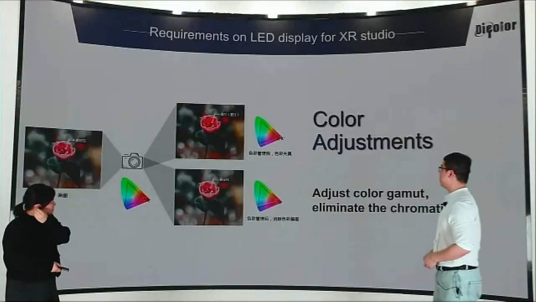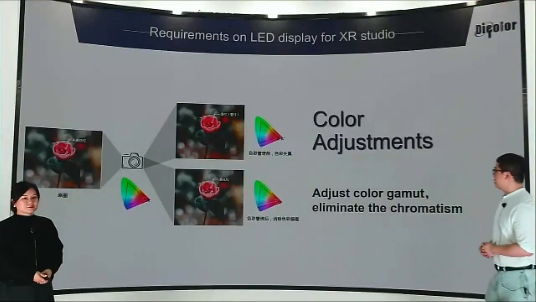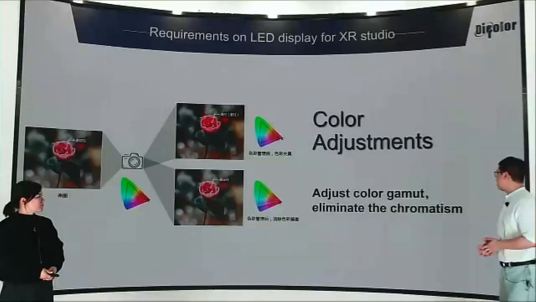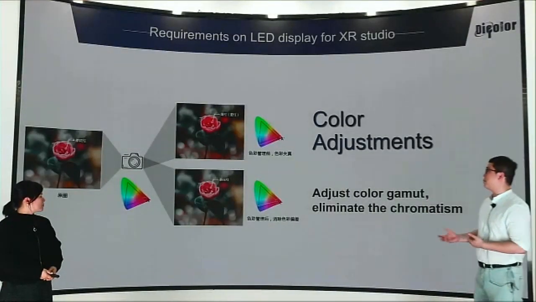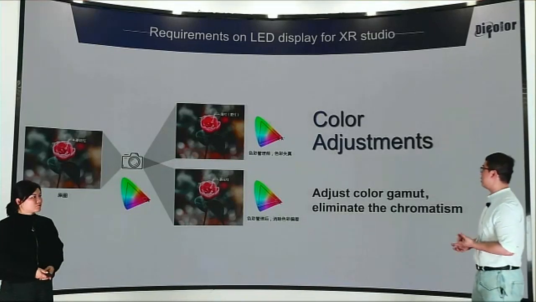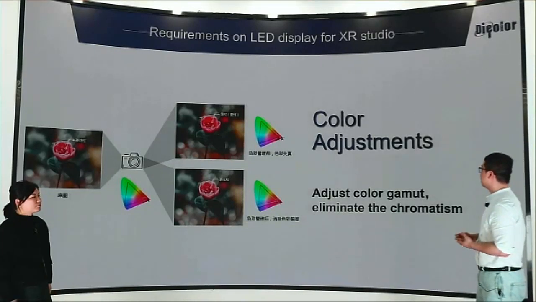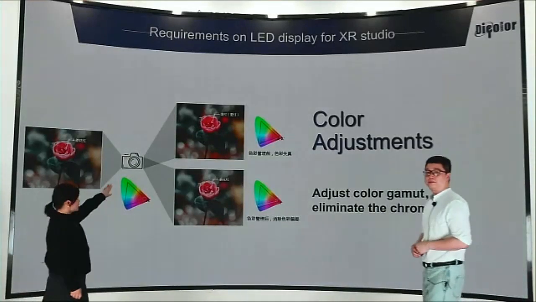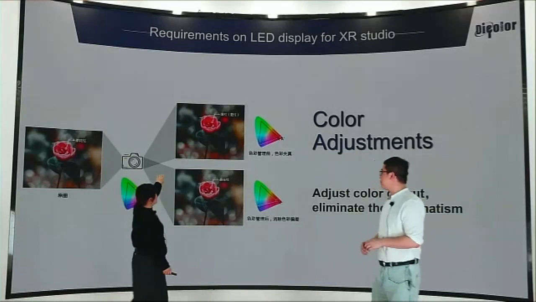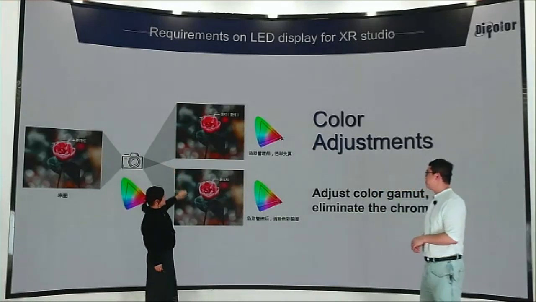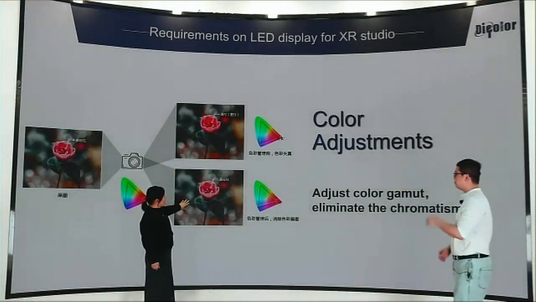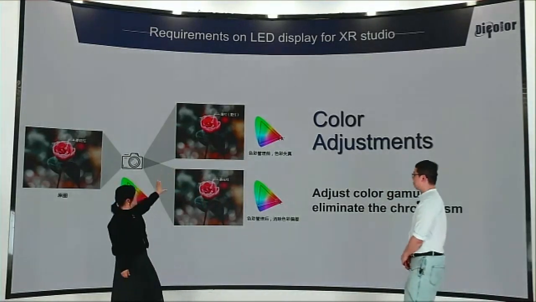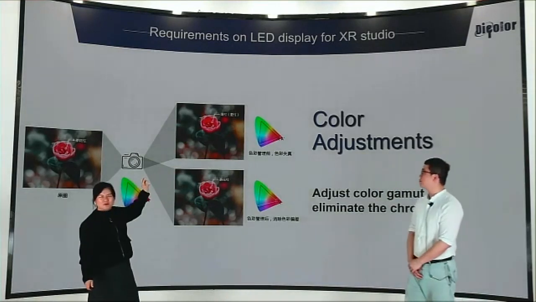Okay, here is color adjustment. Adjust color gamut, it eliminates the chromatism. So it can make the photos and color gamut more clear, and there's no color difference. Yeah, the photo also shows, maybe in Chinese, but this is the before and this is after. So after, the flower looks more natural. Yeah, but that one is more red.